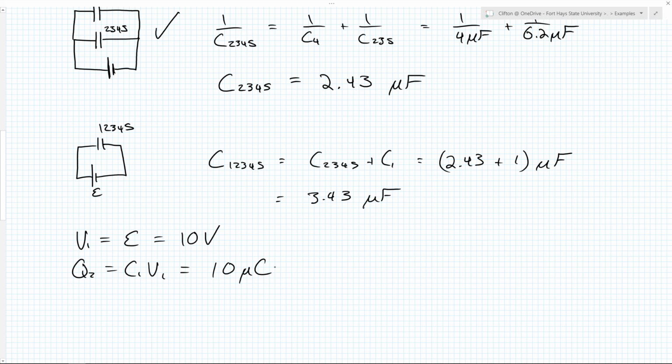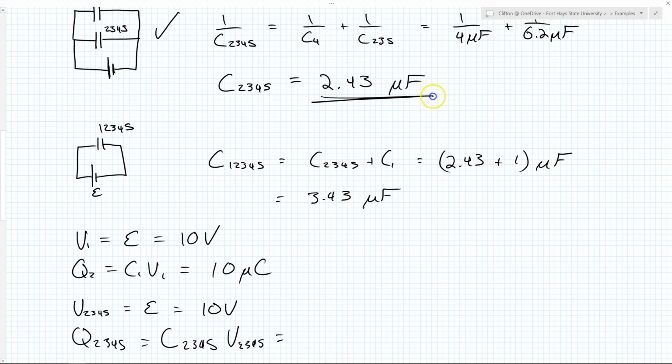Now I'm going to calculate what the charge on that effective capacitor 2, 3, 4, and 5 is, because the voltage across that capacitor is again equal to the EMF, which is 10 volts. So the charge is going to be its capacitance, this is the effective capacitance, times the voltage. The effective capacitance for that capacitor is actually written right here, 2.43 microfarads, so this is going to be 24.3 microcoulomb. So now I need to work backwards.